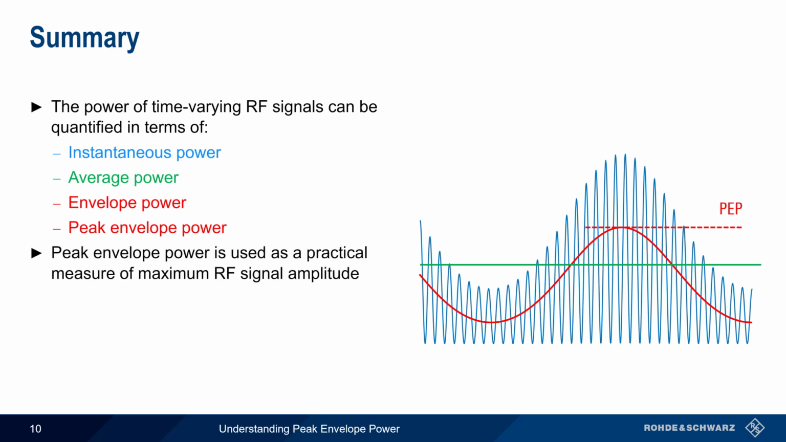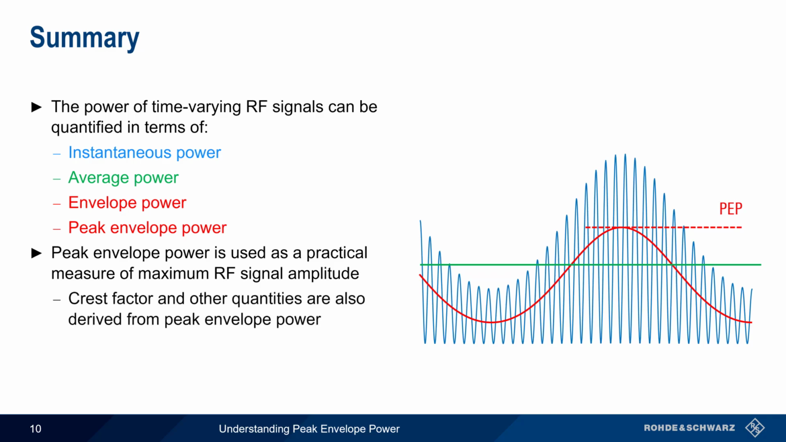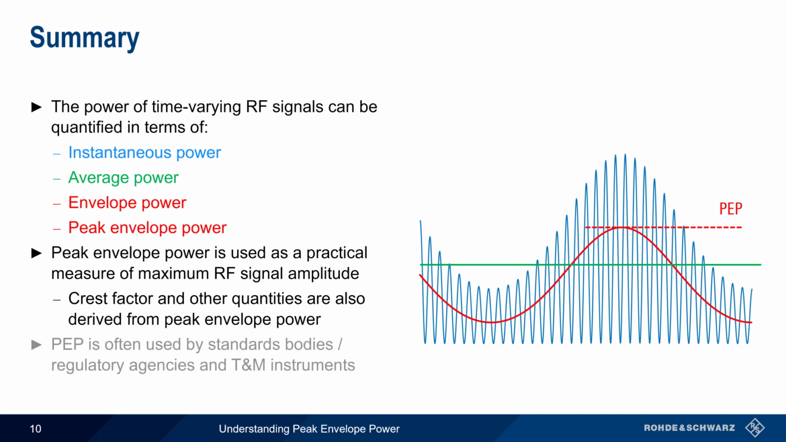Peak envelope power is commonly used as a measure of the maximum amplitude of a radio frequency signal, and it's also used in the calculation of crest factor and other peak-related quantities. In addition, many standards bodies and regulatory agencies set limits in terms of peak envelope power, and peak envelope power is also commonly used with RF test and measurement instruments. This concludes our presentation, Understanding Peak Envelope Power.